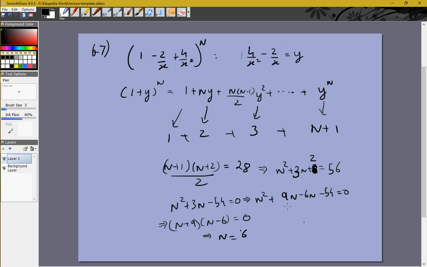These equations are only valid for natural numbers n. Right, so we know that n is equal to 6.